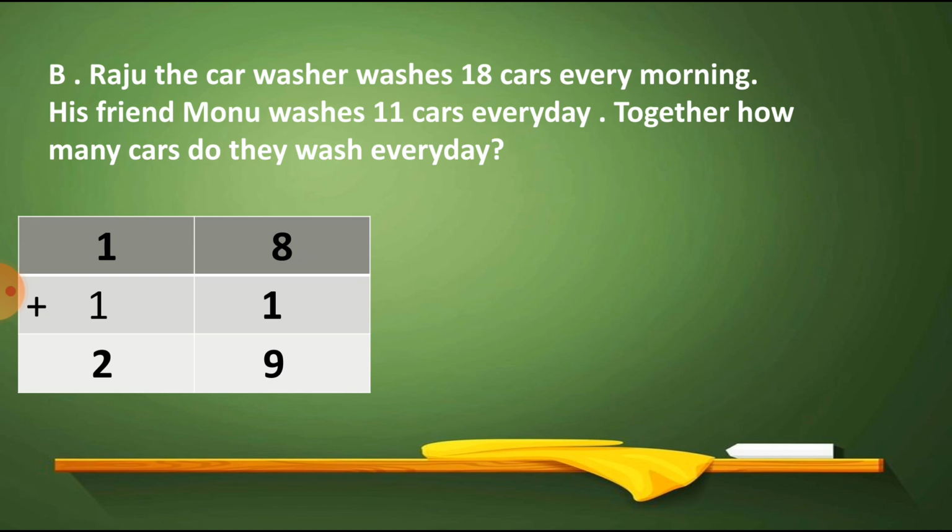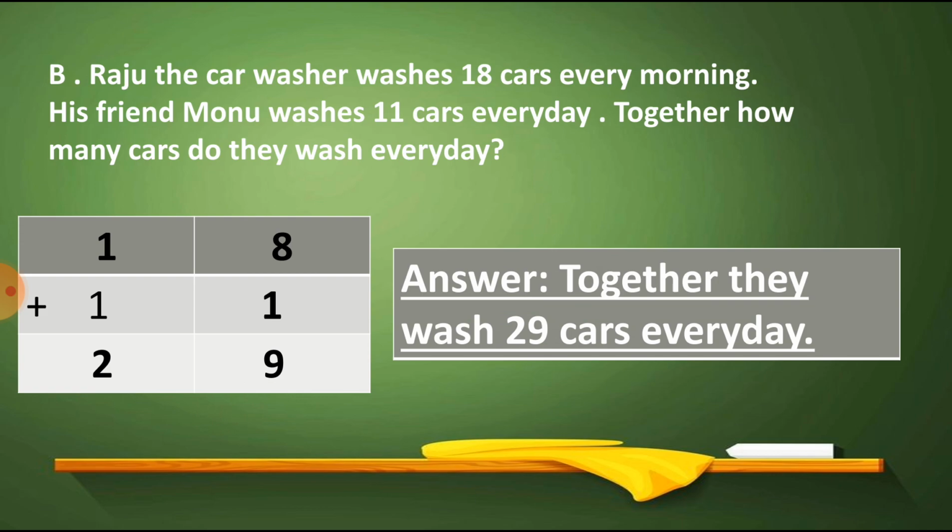So this answer I have to write down in the sentence form, in the word form, because this is the word sum. So let's write the answer in the sentence form. This way we can write down the answer that together they wash 29 cars every day. I repeat this, together they wash 29 cars every day. This way we have to write down the sums. Hope you understood how we can solve the story sum, students. This way we can solve this, and hope this is very easy.